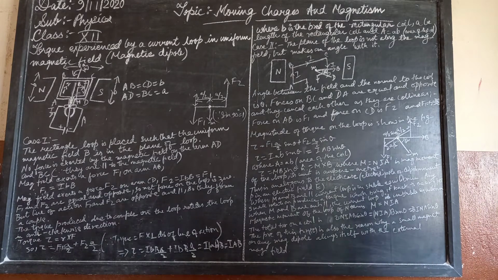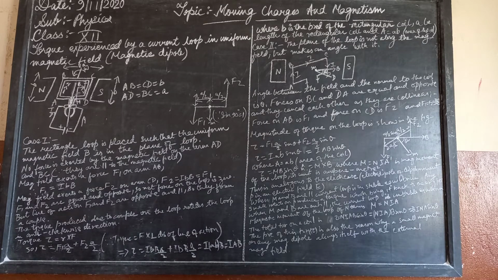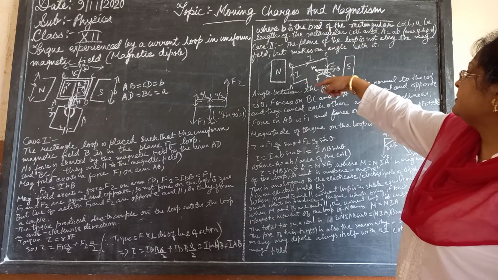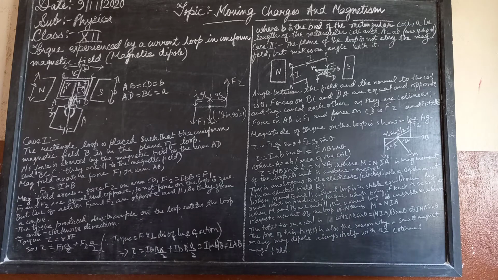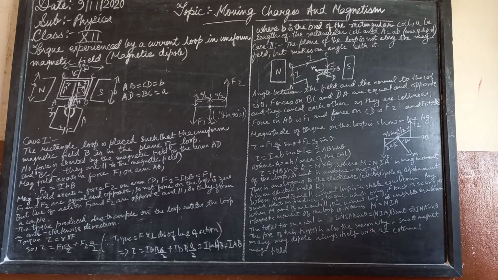Case 2: the plane of the loop is not along the magnetic field but makes an angle with it. Here the loop ABCD is moving like this. The angle between the field and the normal to the coil is theta. Forces on BC and AD are equal and opposite, and they cancel each other as they are collinear. The force on AB is F1 and the force on CD is F2. So F1 is equal to F2, which is equal to I b B, as we have already done previously. The same thing applies here.